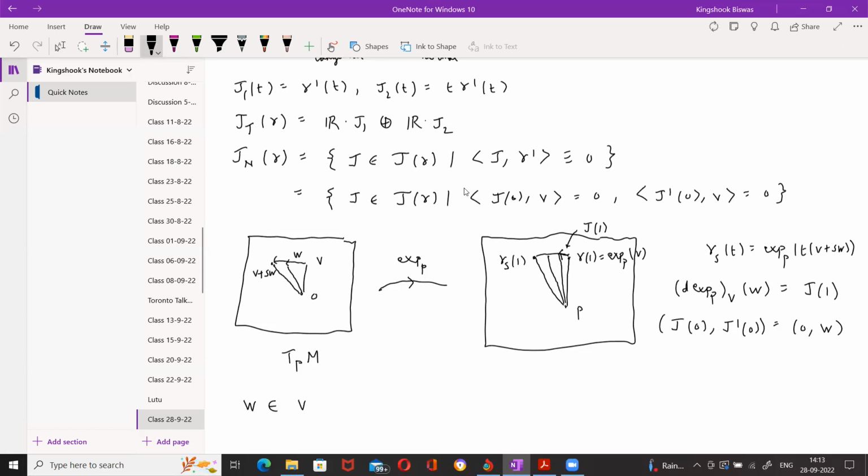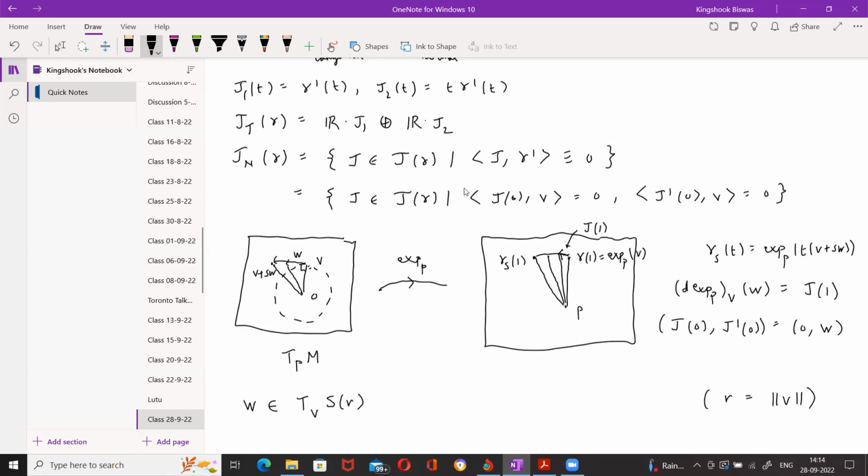So if I take W to be perpendicular to V here, then I can think of W as a tangent vector to the sphere of radius norm V, right? Yes. So if I take W to be a tangent vector at V to the sphere S_R, let me put R equal to norm V.